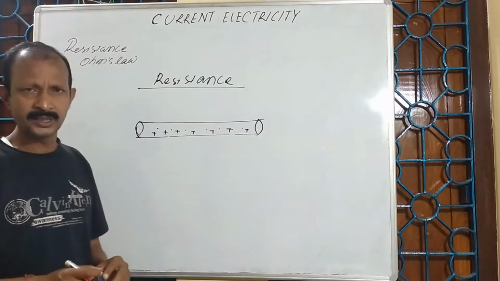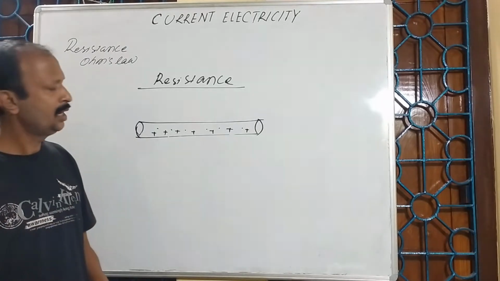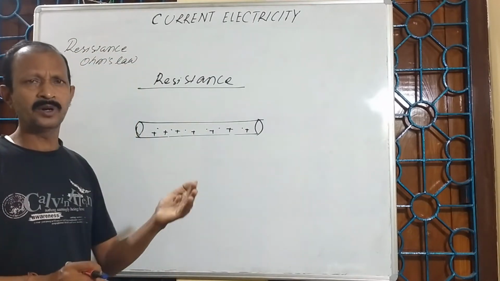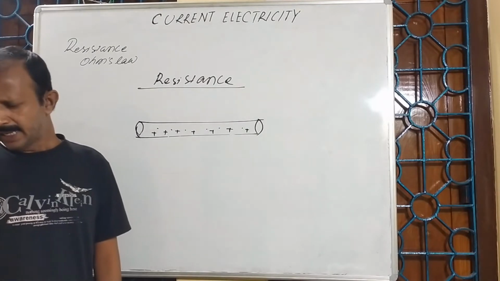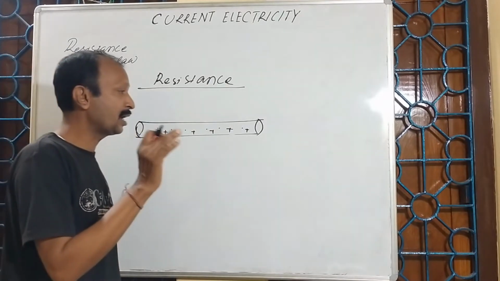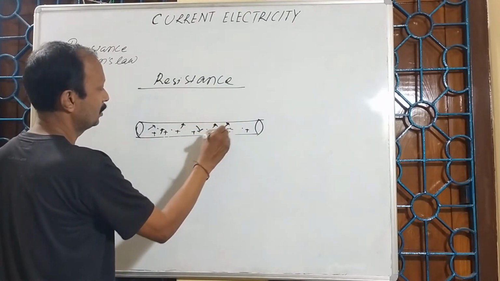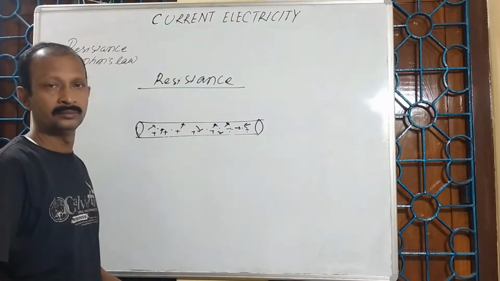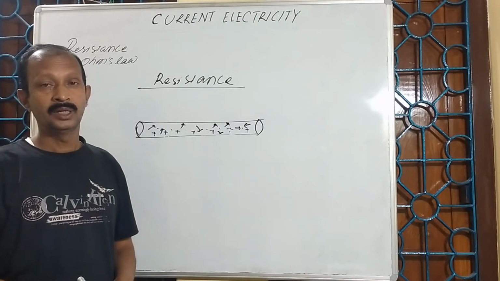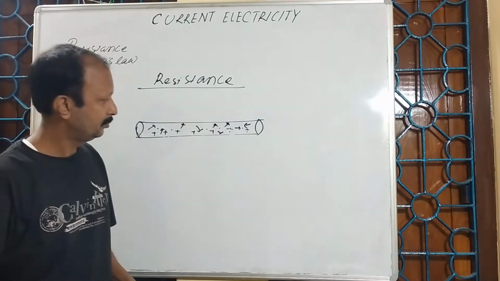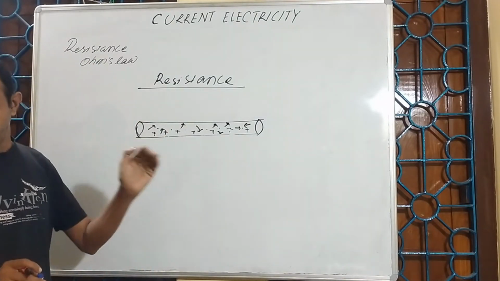And already in the previous video I said that these positive ions are fixed in their positions, what we say lattice space. So in a metallic conductor, there are equal numbers of free electrons and positive ions. These free electrons move inside this metallic conductor randomly in any direction as they will. So when these electrons move randomly, definitely they collide with each other. At the same time, they collide with positive ions that are present in a fixed position.